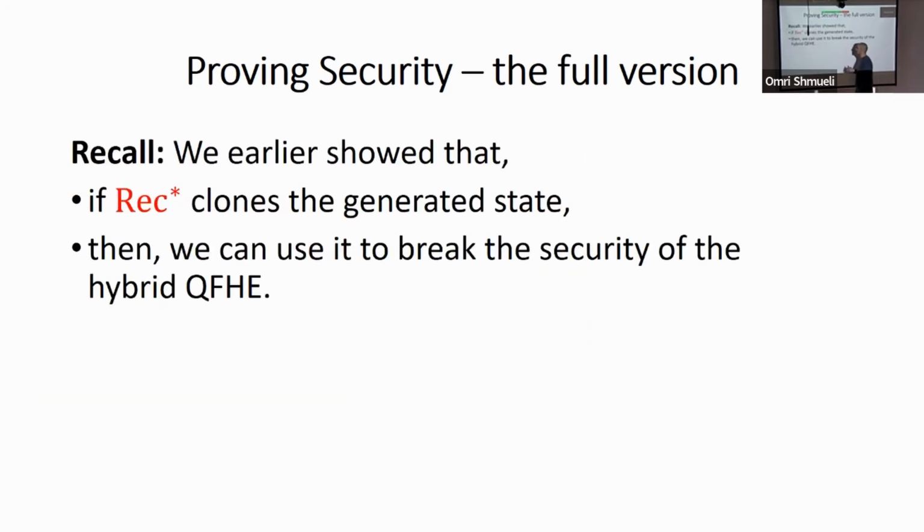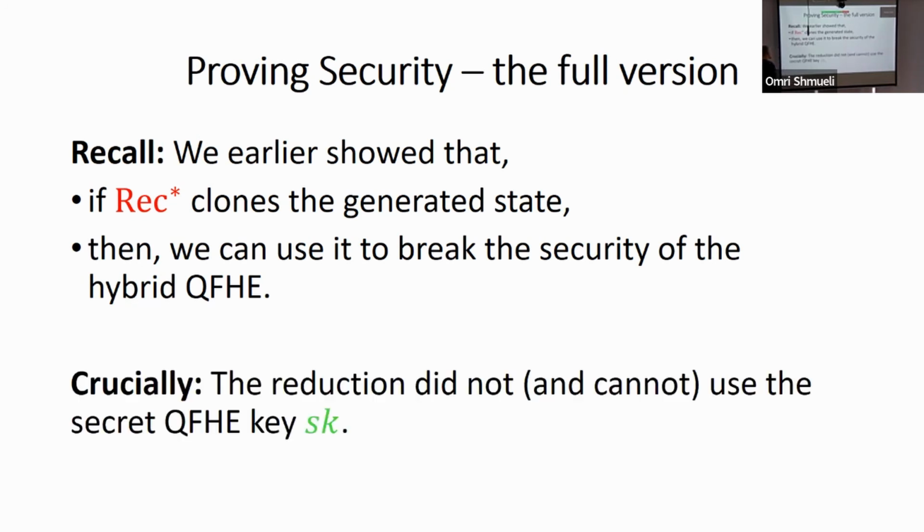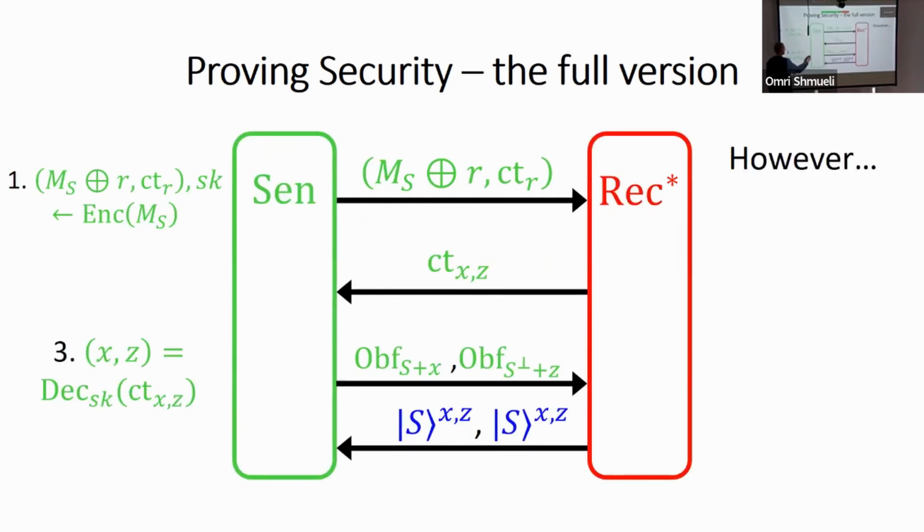So why is it tricky? Okay, so the reduction that we talked about, the structure of the reduction, says that if a malicious receiver manages to clone, then we can break the QFHE. So our security game is that we try to use this algorithm as a black box, and try to break the QFHE. And crucially, when we play such a security game, we cannot in particular hold the secret key for the QFHE. This is the entire point. The entire game is not holding this and still discovering something that you shouldn't discover. But what happens here is that if we want to execute the full reduction, we actually use the secret key to generate the third message.